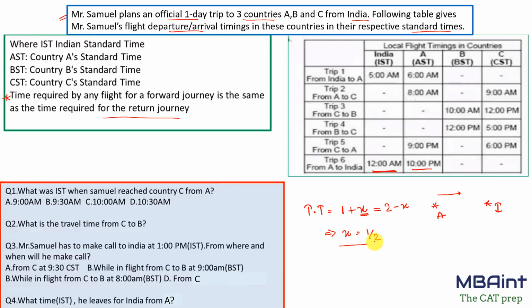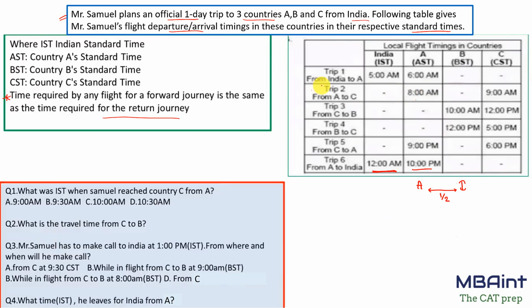Now as x is positive, it means that our supposition was right, that A is to the west or left of India, and the time zone difference is half an hour, right? Now similarly we can find the time zone difference between other countries.